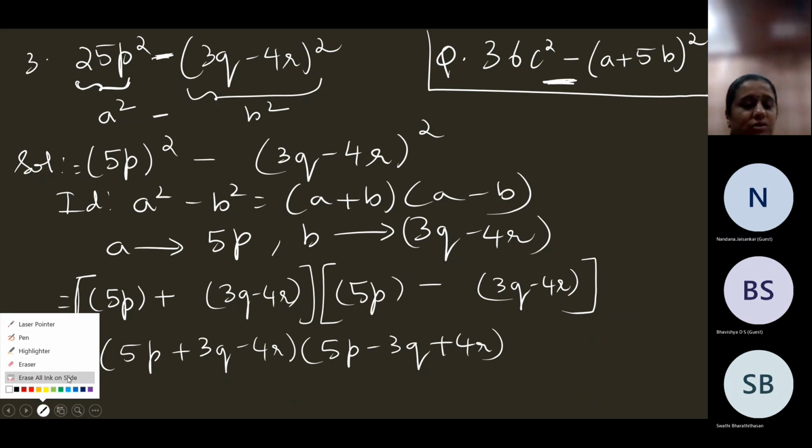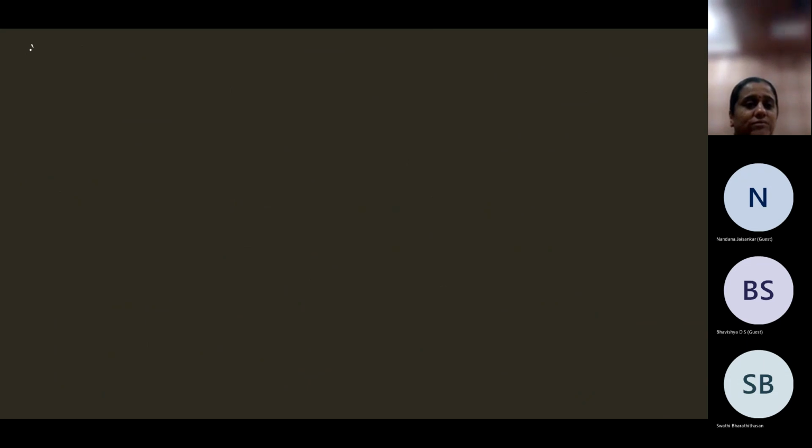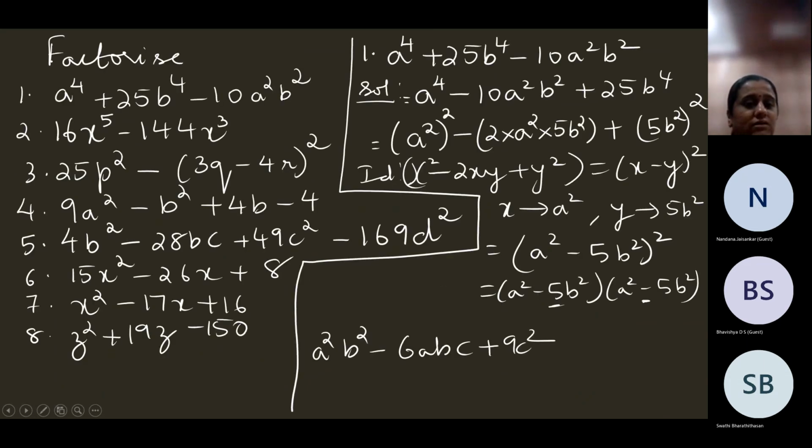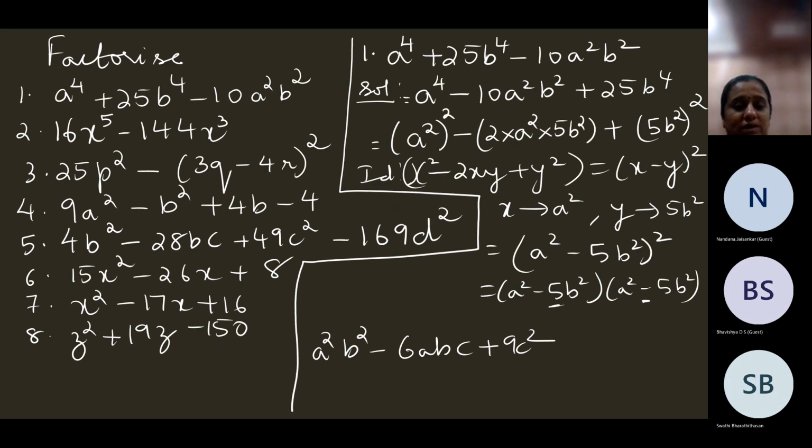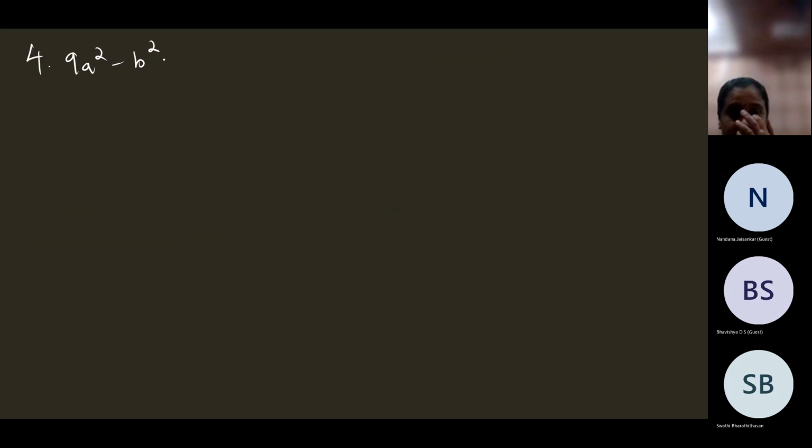Okay. So the next one, fourth one. 9a squared minus b squared plus 4b minus 4. All right, children.